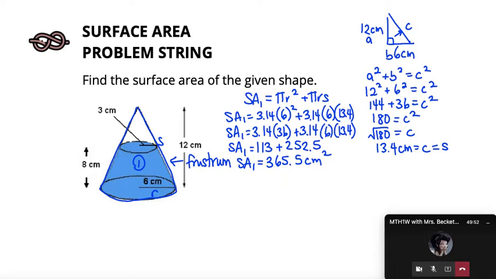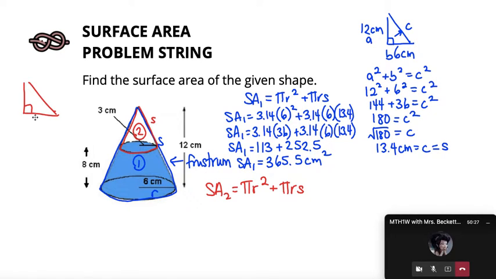So now that we found the surface area of this entire cone, I need to think about what I'm cutting off. So I'm cutting off this small cone. So I'm going to figure out what the surface area is of shape number 2. So surface area of a cone is pi r squared plus pi r s. So just like before, I need to think about what is the slant height of this small cone. I know that I can use Pythagorean theorem.